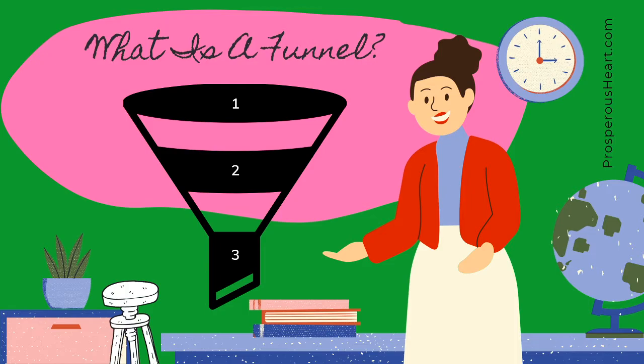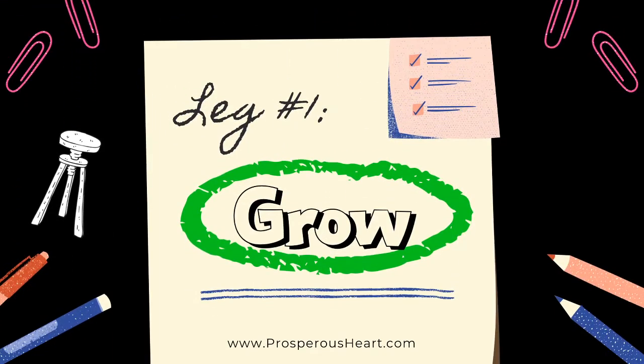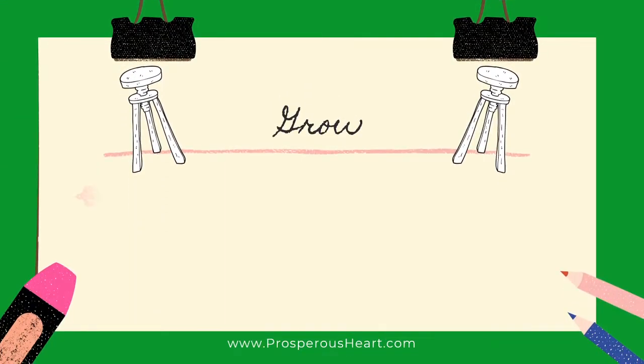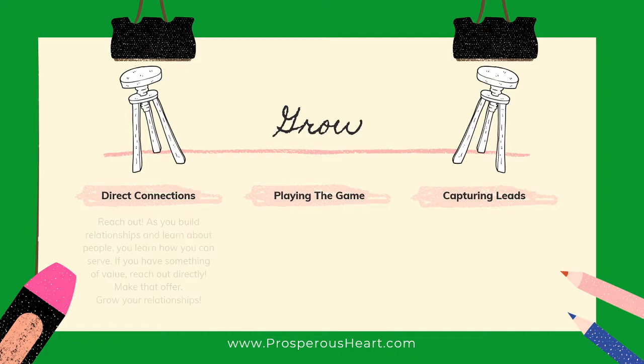There is so much more to it than that, but I do want to get on to the rest of this tool. So leg number one, as I said, was grow. So when you're growing, there's three pieces to this you need to understand. The first is direct connections, the second is playing the game, and the third is capturing leads.